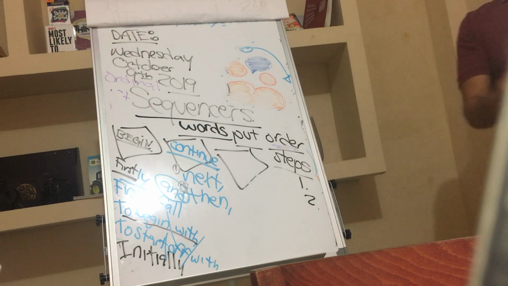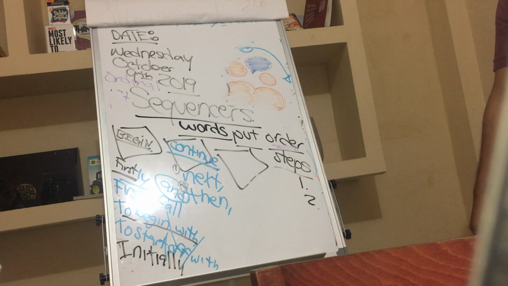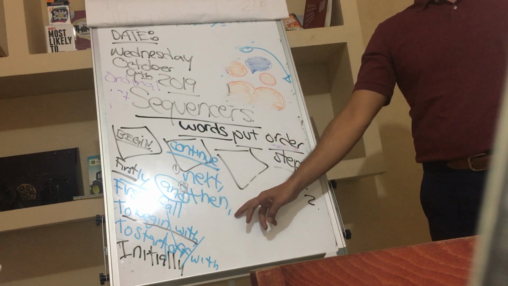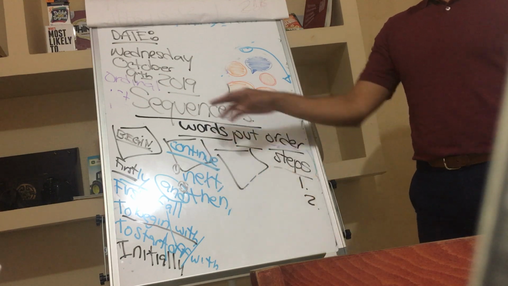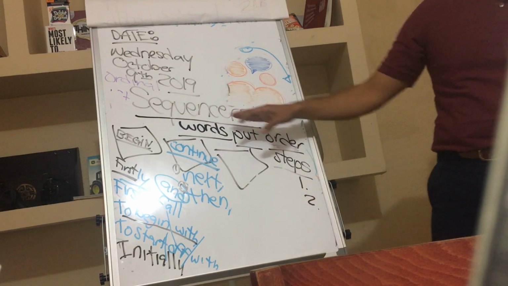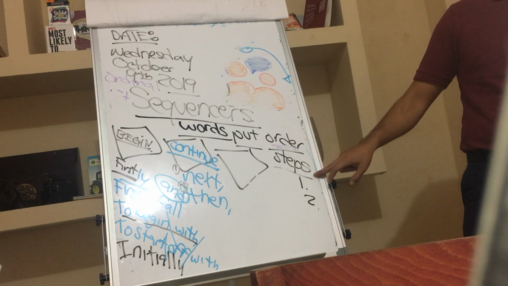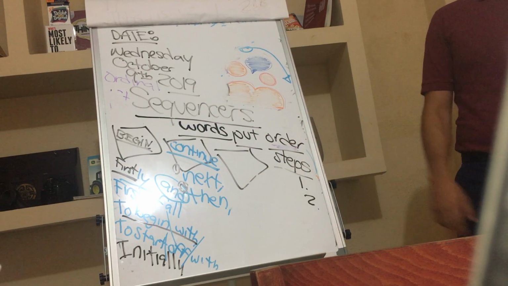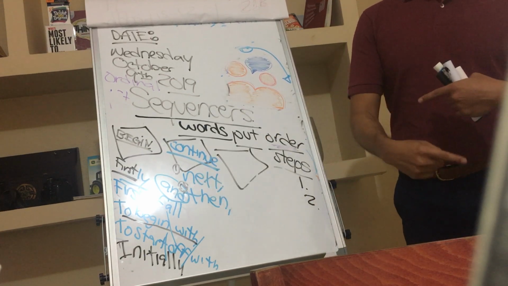To continue. Here comes the entree. Next, the entree. Then, and then, the dessert. You see? I put order. These are called sequencers, Miguel Ángel. Se llaman sequencers. To put order. Eventos, pasos, secuencias. Good. Next, repeat.